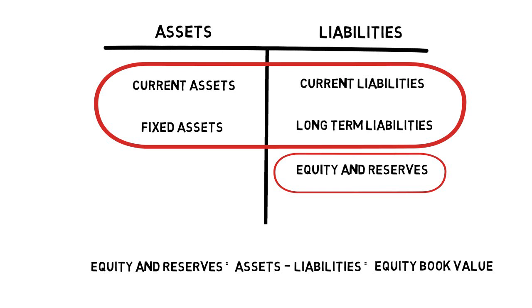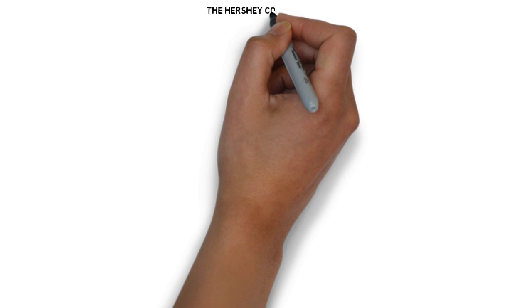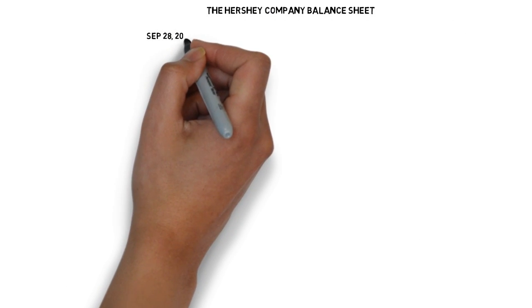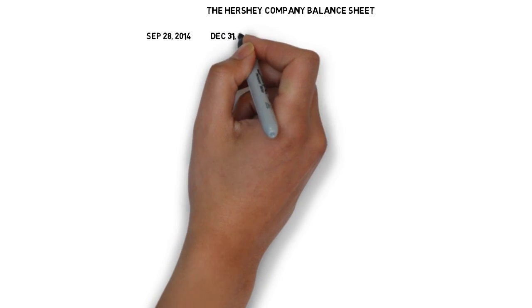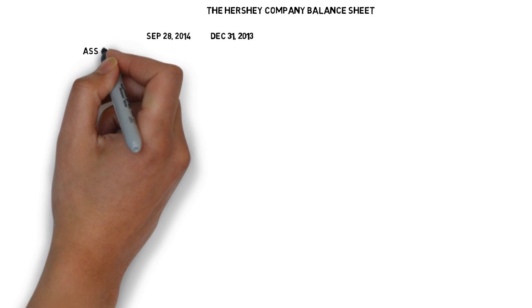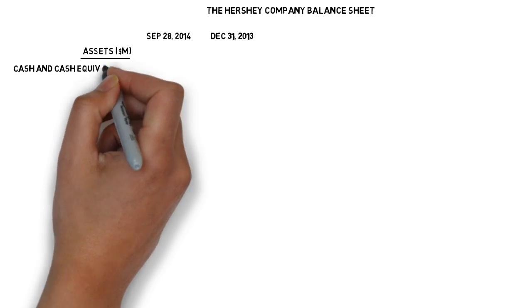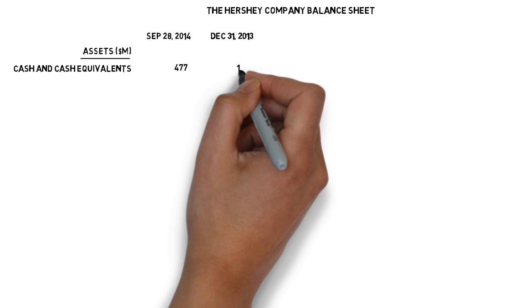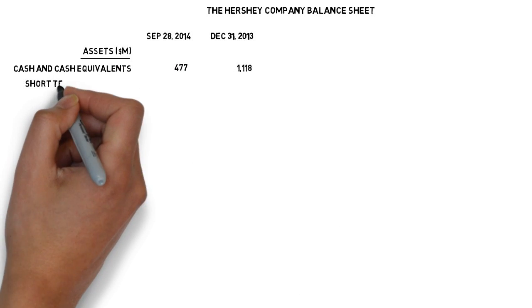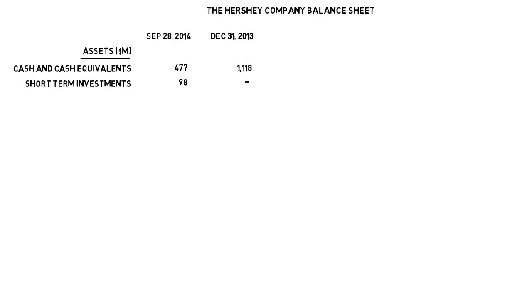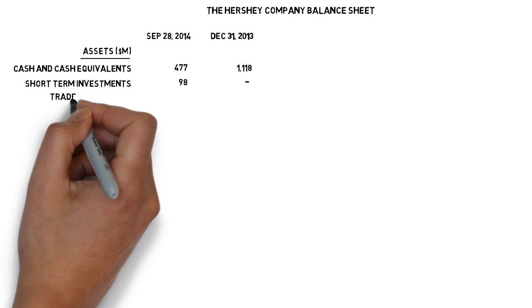shareholders. Let's take a look at a real-world example now, the Hershey Company, as of September 28, 2014. For comparison, we also show the balance sheet as at the end of 2013. We start with the current assets. Cash is the first line, and we see that it's been reduced substantially. We could find out why by going to the cash flow statement, but this will be the subject of a lesson in the future. Then trade receivables.